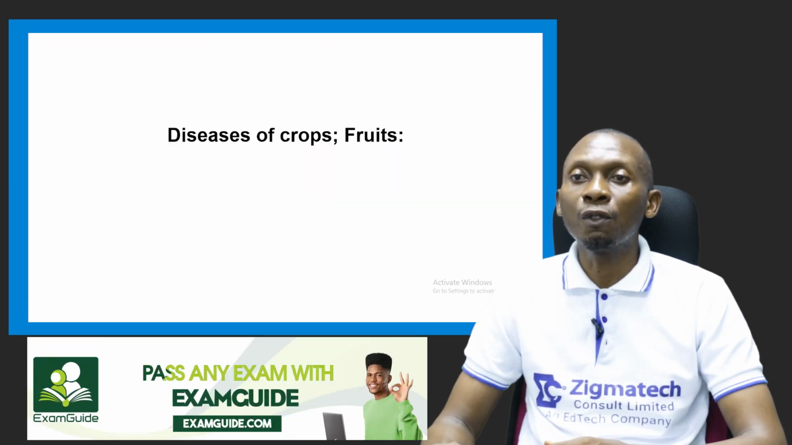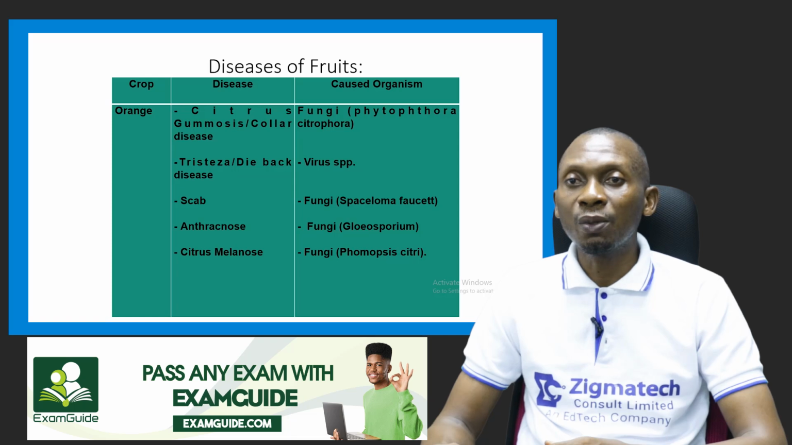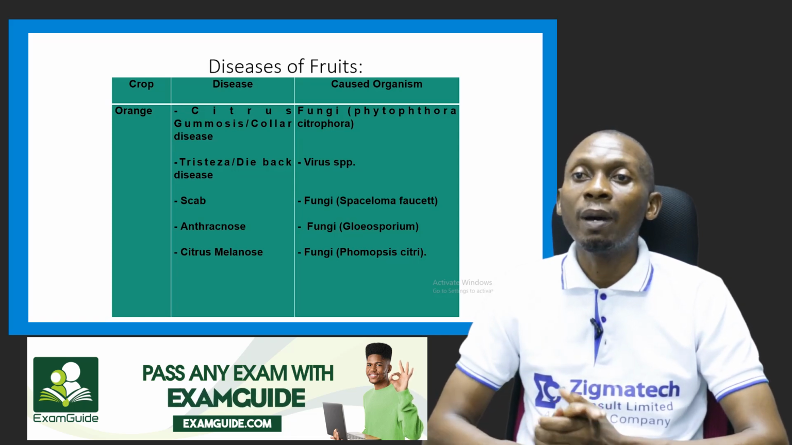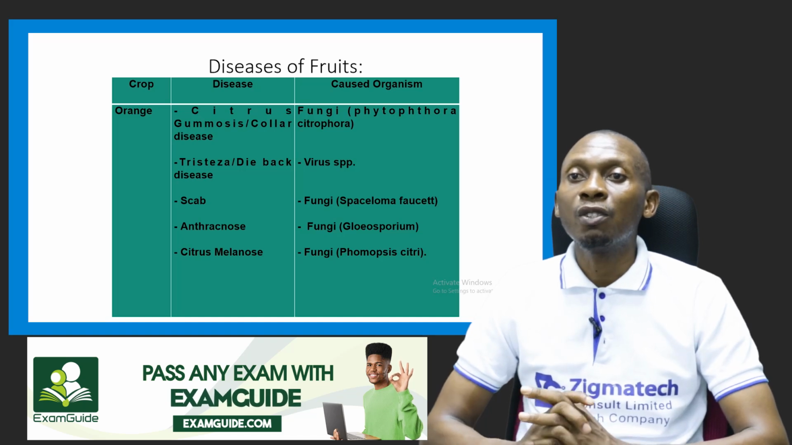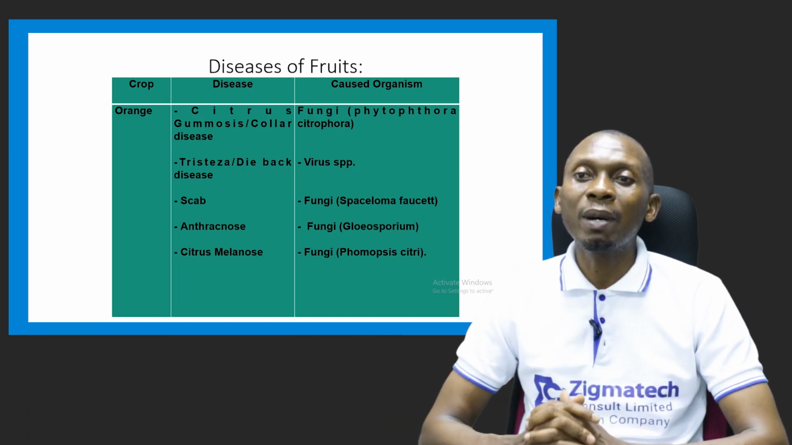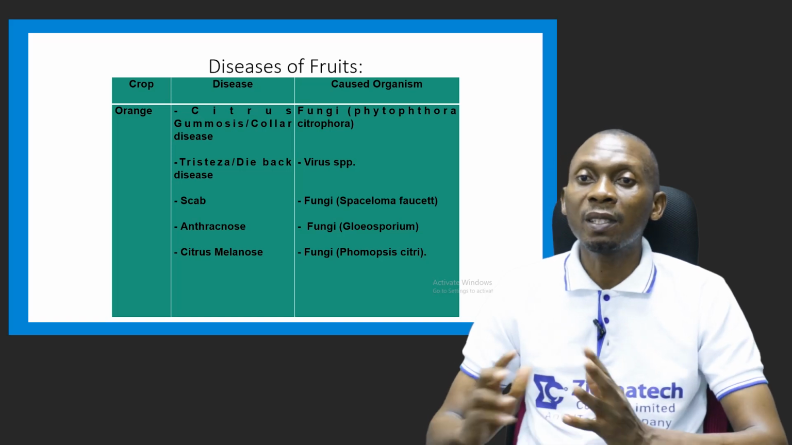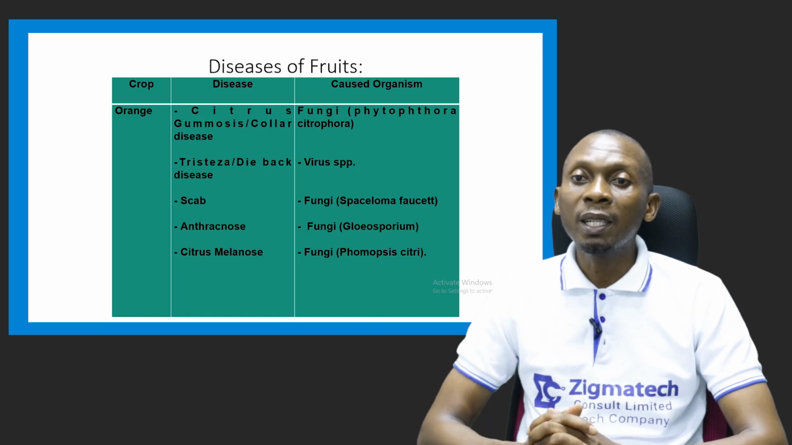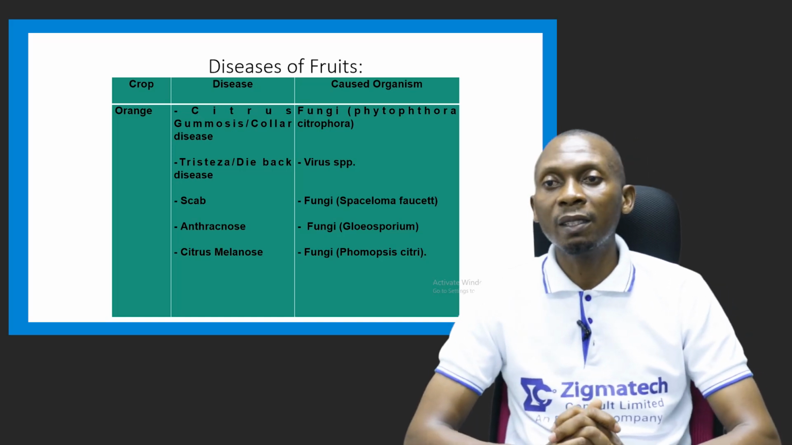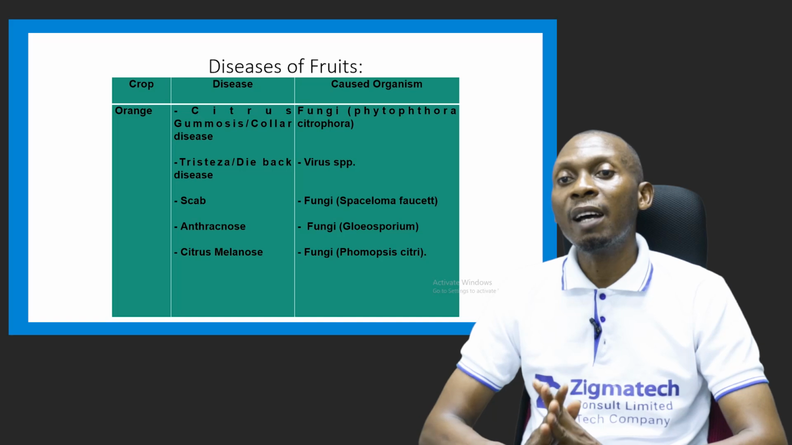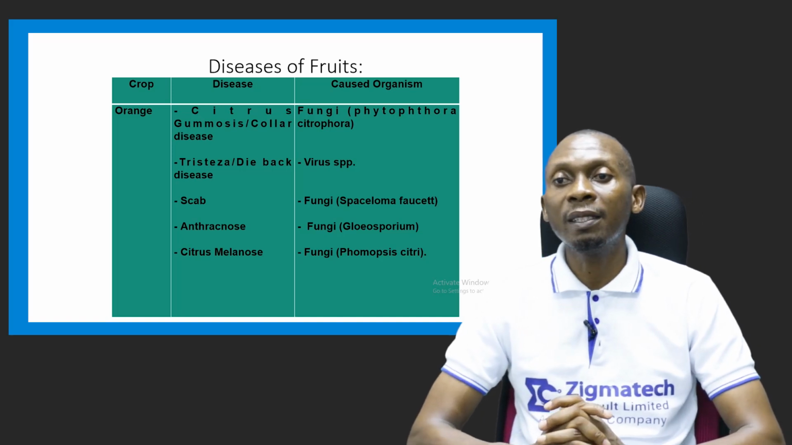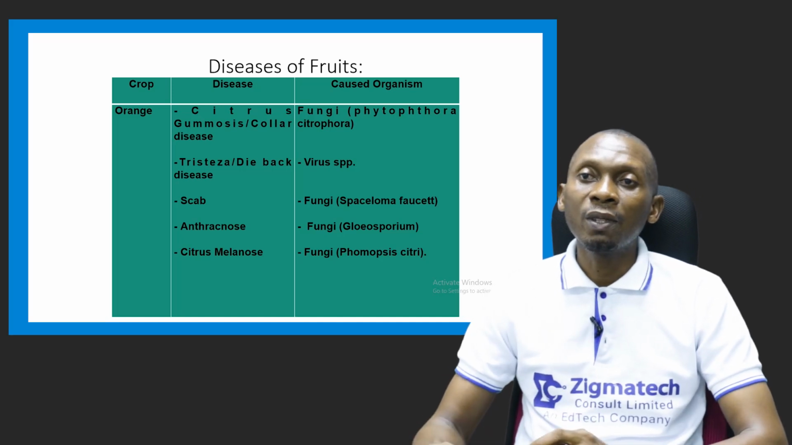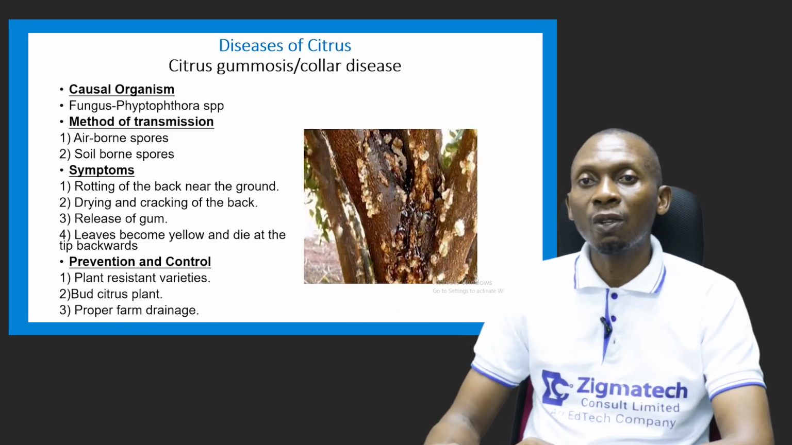Now, diseases of fruits. We have orange, which has citrus gummosis or collar disease. It's a fungal disease caused by Phytophthora citrophora. We have tristeza or dieback disease caused by a virus. We have scab, a fungal disease, Sphaceloma fawcettii. We have anthracnose, which is a fungal disease. We also have citrus melanose, which is a fungal disease, Phomopsis citri. So these are some of the diseases that affect orange.